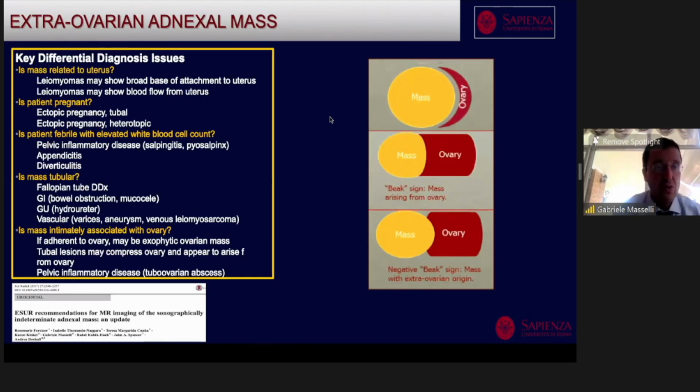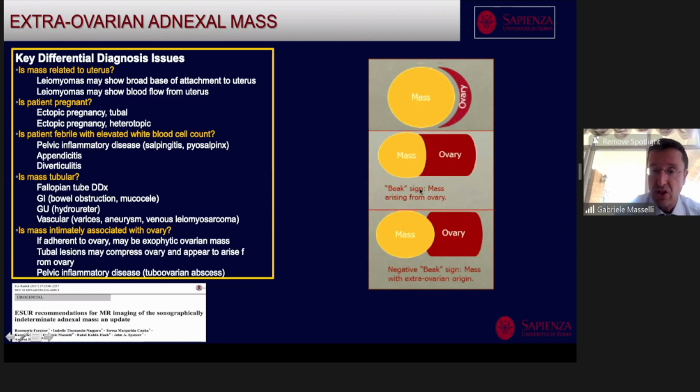Now we move to evaluate the extra-ovarian adnexal mass. It's important to evaluate if the mass is connected to the uterus. We have to evaluate the pregnancy status of the patient. We have to know if there is elevation of inflammatory laboratory tests, or fever. We have to evaluate the morphology of the mass, whether it is tubular, and you have to evaluate the relation of the mass with the ovary.